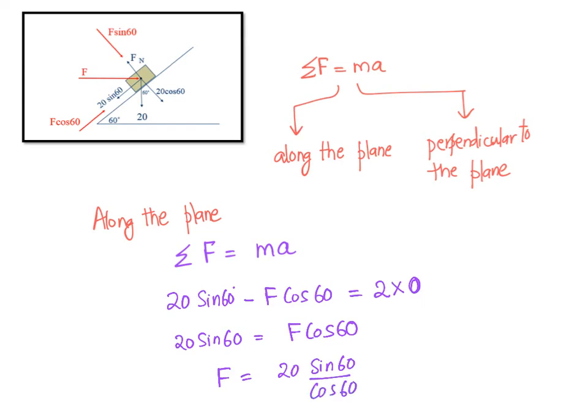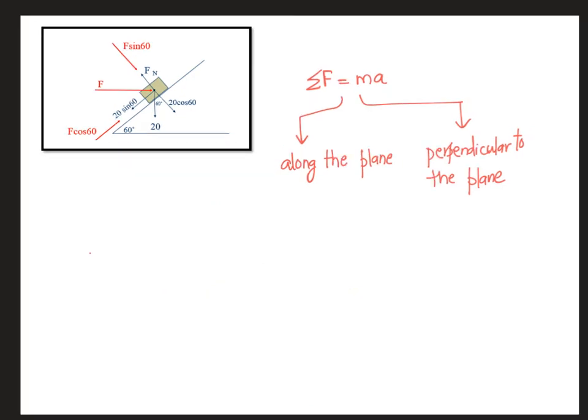So we can write this as 20 tan, sine over cos is tan, 20 tan 60. So tan 60, the value is root 3. So we can write 20 root 3 Newton. Now let's do the same thing perpendicular to the plane.